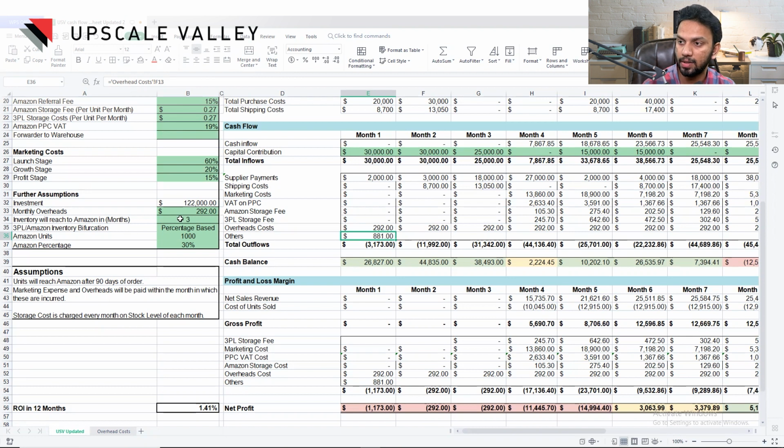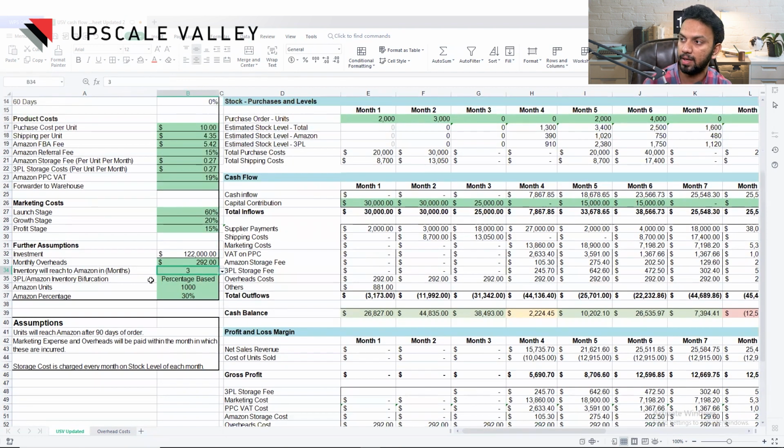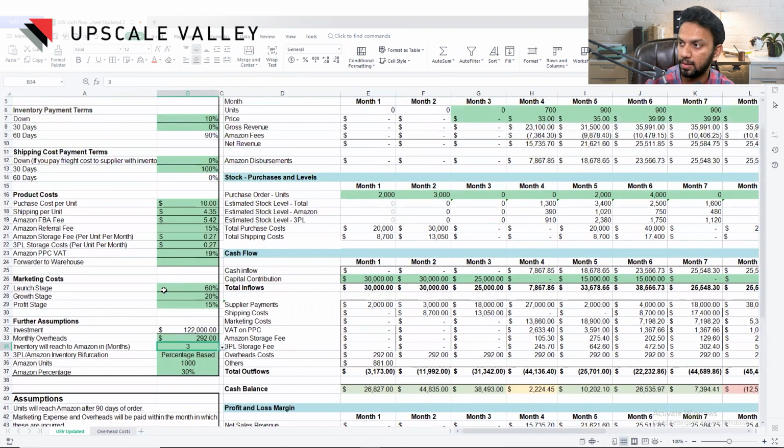So here is the inventory, here is the beautiful part. Let's say we have selected that the inventory is going to reach here in the third month. So you can see here we have placed an order of 2000 here, and it's starting sale from the fourth month, because when we say 3 months, it's like after 3 months, after 90 days. So here we have ordered the 2000 units inventory, and it has started selling in the fourth month, 700.